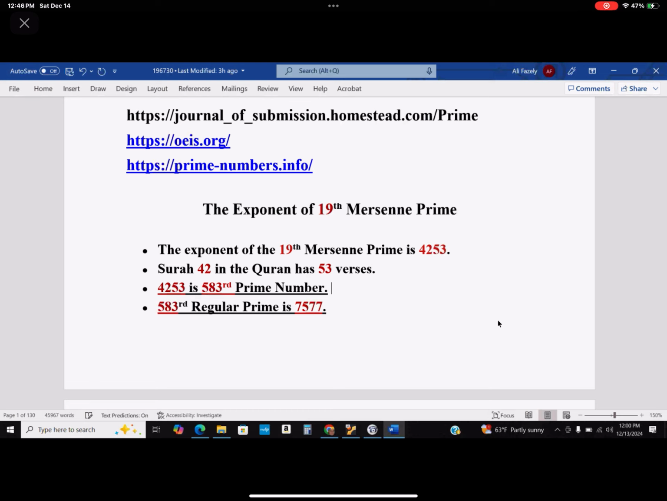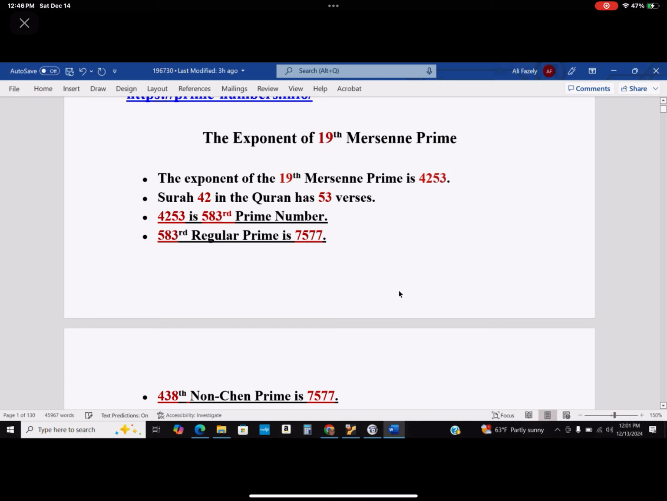Okay, so 4253 is the 583rd prime number. Okay, these exponents, they all have to be prime numbers. The 583rd regular prime is 7577. This number, you know, it just kept on coming up all the time, and I didn't pay any attention to it, but it has all these ramifications as we're going to see here.